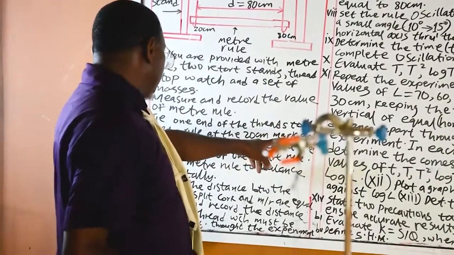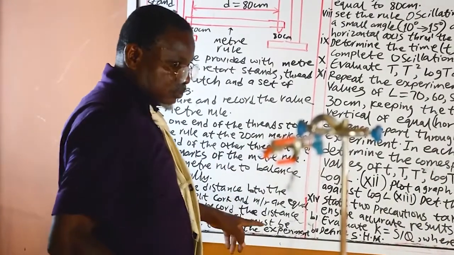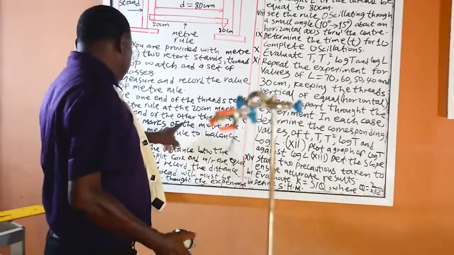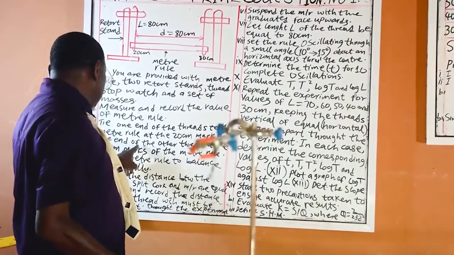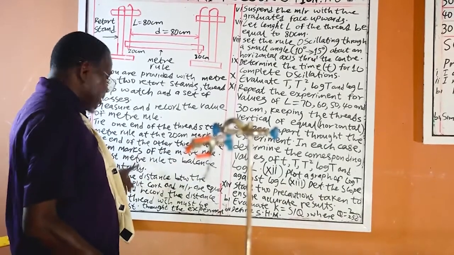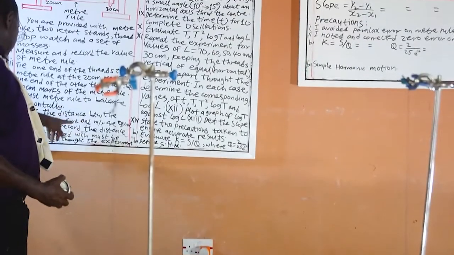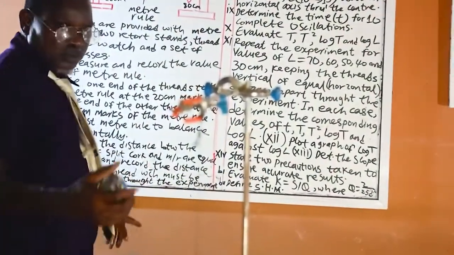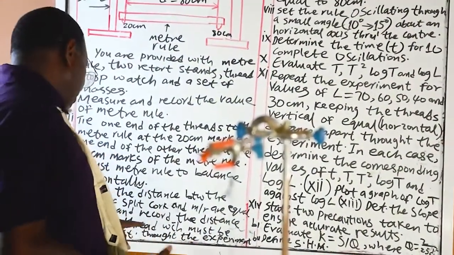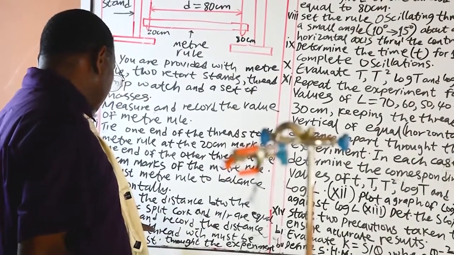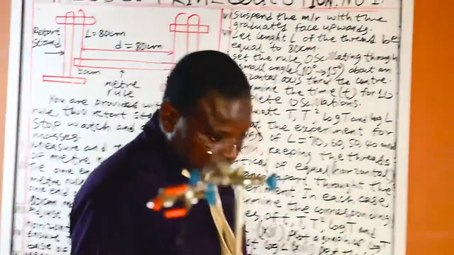Tie one end of the thread to the meter rule at the 20 centimeter mark, this is the 20 centimeter mark, and one end of the other thread at the 80 centimeter mark, this is the 80 centimeter mark. Adjust the meter rule until it balances horizontally, so the distance between the base of the retort stand and the meter rule are equal. Measure and record the distance between the vertical thread.